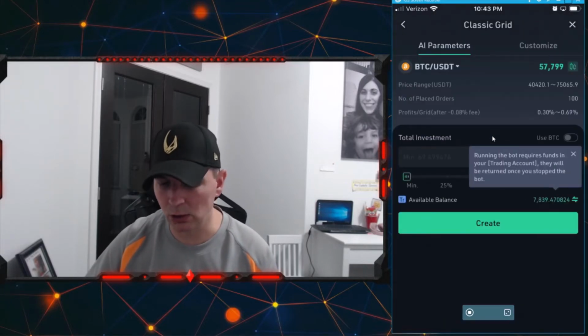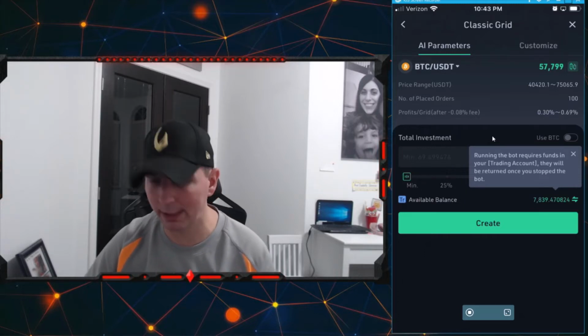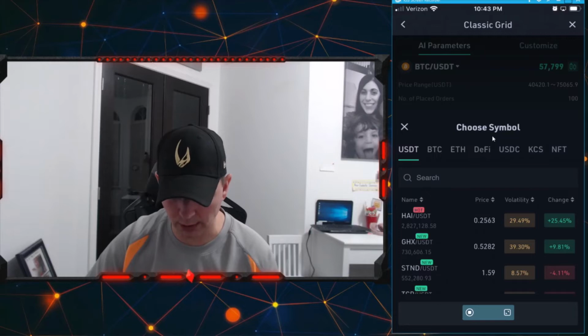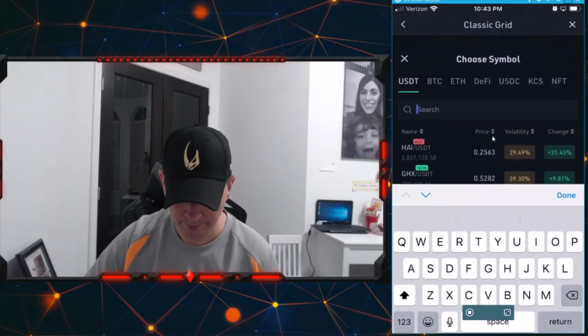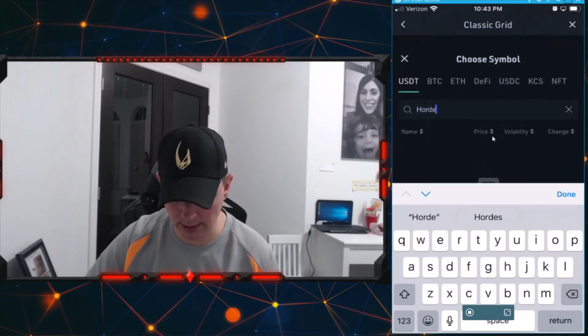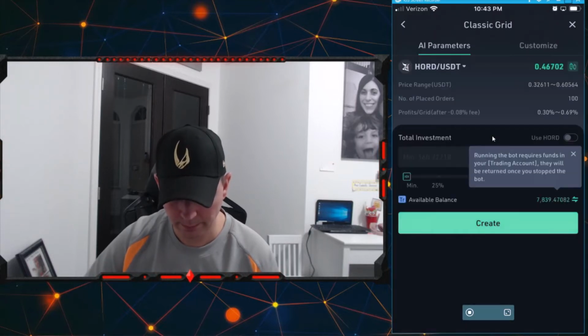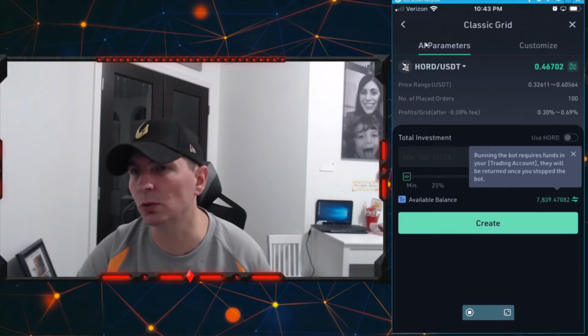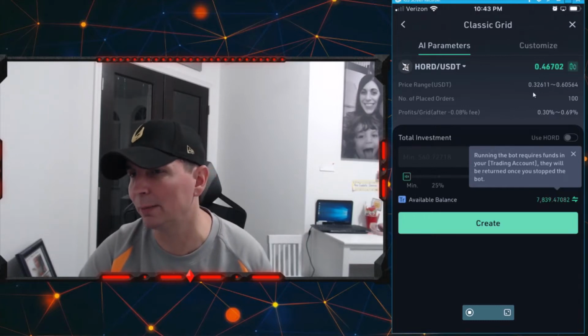So with the bot, you can do the AI parameters or we can do the custom parameters. Actually, I want to change this because we are looking for Horde. So that's the one that we're going to. There it is, HORD. Boom, so there's the bot. The recommended parameters are right here. So it will bot the recommended parameters.